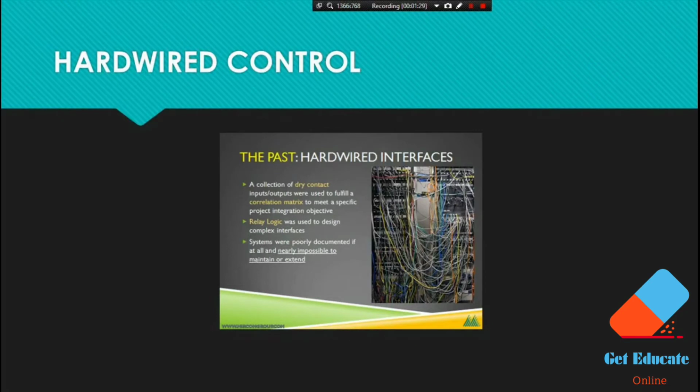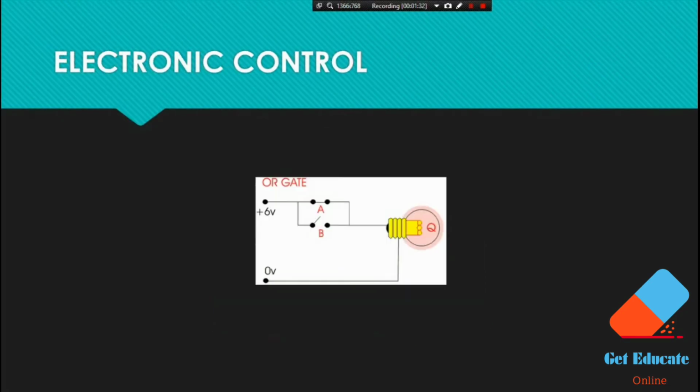So we moved to electronic control, where simple logic gates, like the OR gate here, are used. The OR gate is used to light up this bulb. These simple logic gates are used for controlling different types of loads.